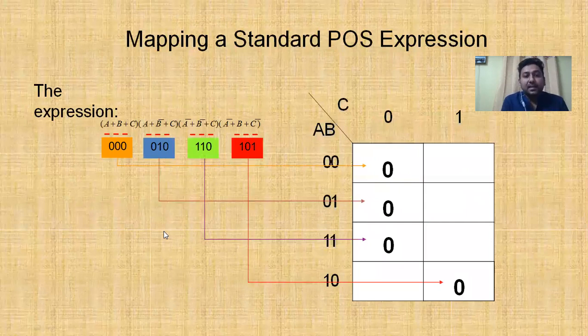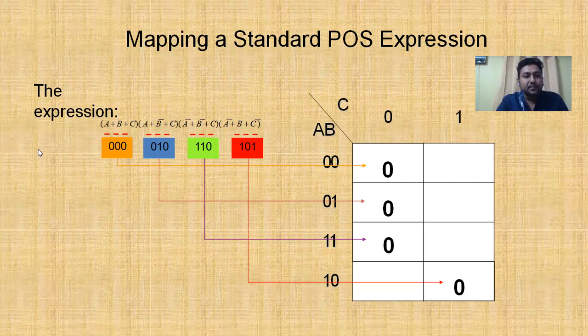Mapping a standard POS. Till now we have been discussing the SOP. In SOP, we consider A equal to 1, A bar equal to 0. POS is just the opposite of SOP.